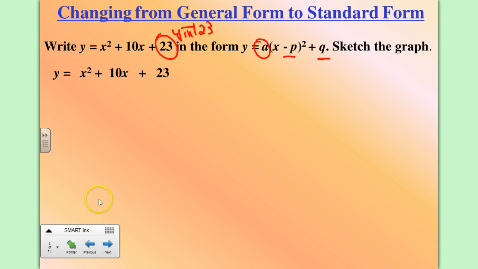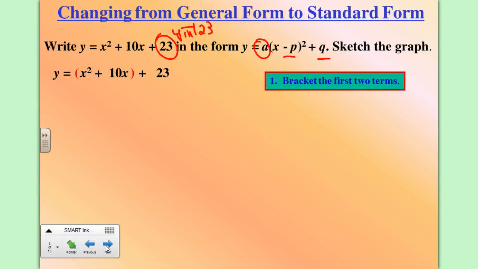So here are the steps. The steps are, we'll bracket the first two terms. So we put brackets right there. x squared plus 10x are bracketed, okay?